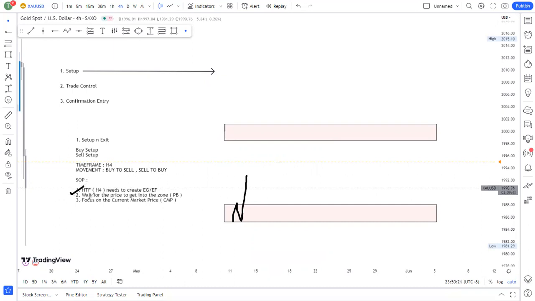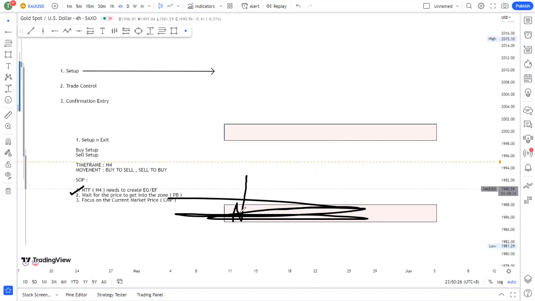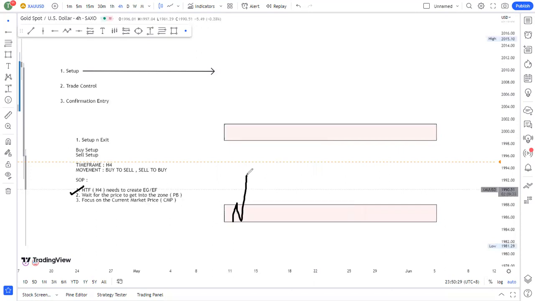The second one, we need to wait for the price to get into the zone. Where is our zone? This is our zone. No matter if it goes into the zone like this, sideways, or just like this, the SOP says we need to wait for the price to get into the 4-hour zone. And then SOP number 3, we need to focus on the current market price, which is CMP.